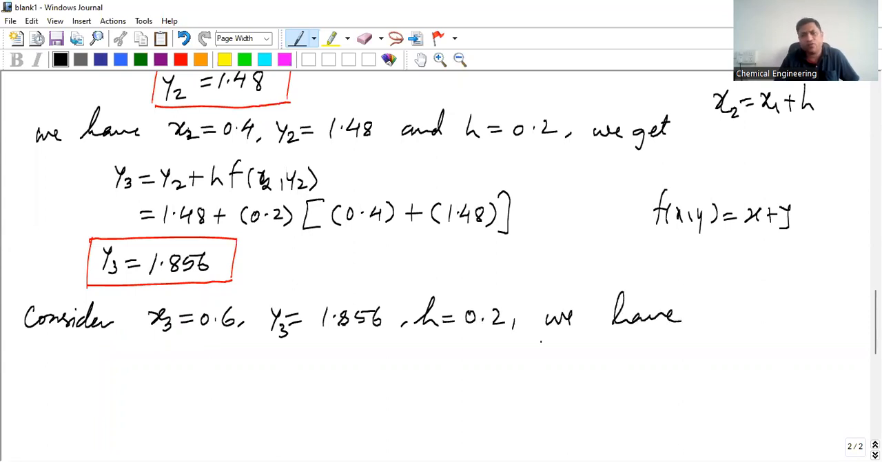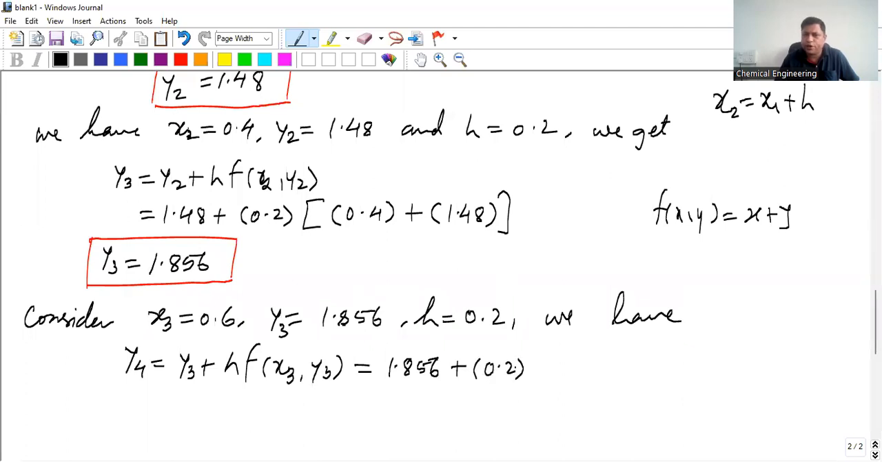So what we'll be having here, y4 is equal to y3 plus h times f of x3, y3. So what you can have here is 1.856 plus 0.2 times, here we get 0.6 plus 1.856. Can you get me the value of y4? 2.3472. Okay, that's good.